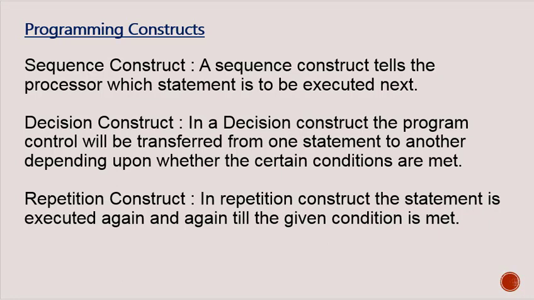Now, these three types of programming construct, the first one starts with a sequence construct. A sequence construct basically tells the processor which statement is to be executed next. So obviously, according to the name, the statements are executed in a sequential manner, and in a sequence construct, the program flow lines simply move from one statement to the next statement.